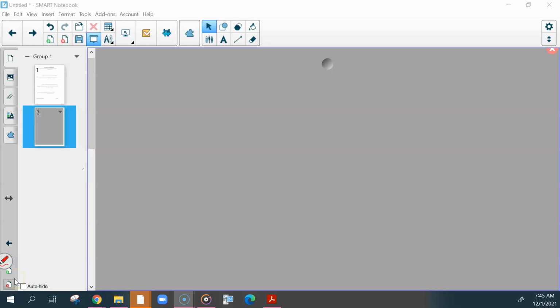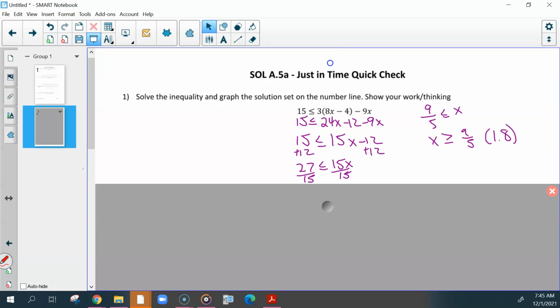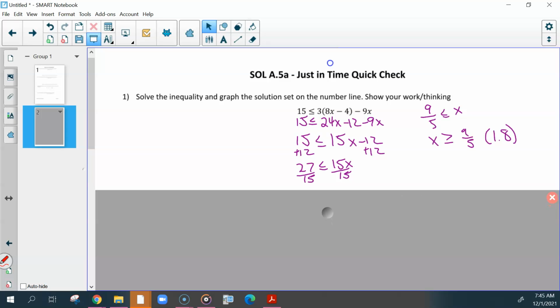So this should have been a review of the things we've been doing for the past couple of days. For the first one, you should have solved it just like we have been. Combine like terms, get all the variables on one side. Here I got 9/5. Did everyone else get that same one? Or 1.8 would have been the decimal.